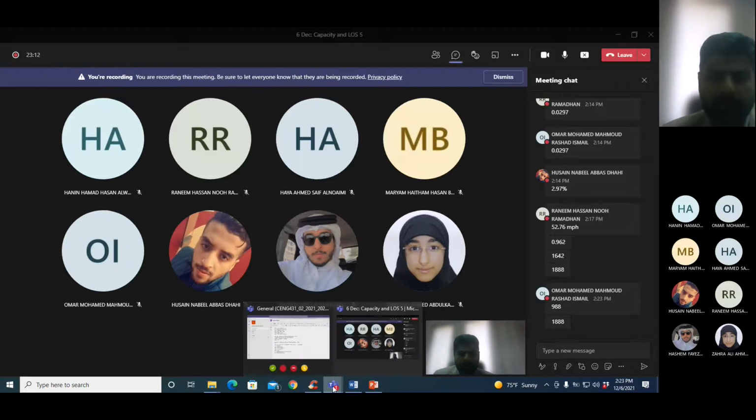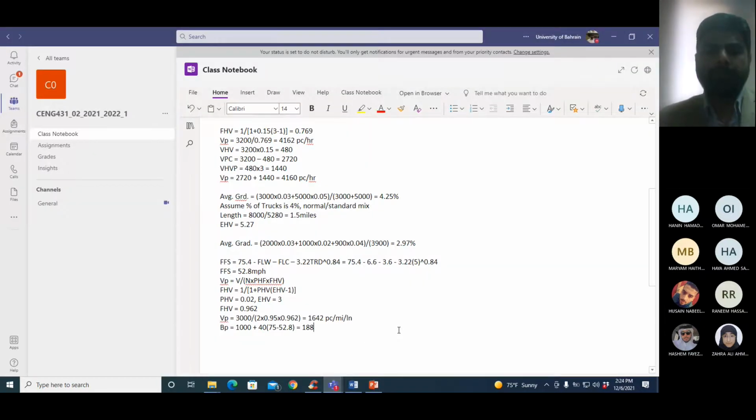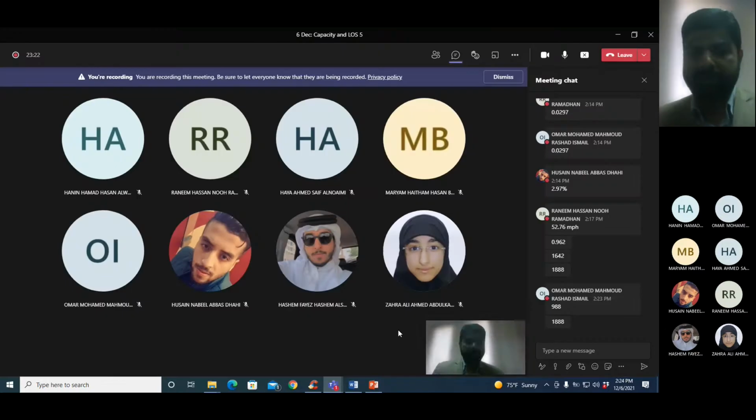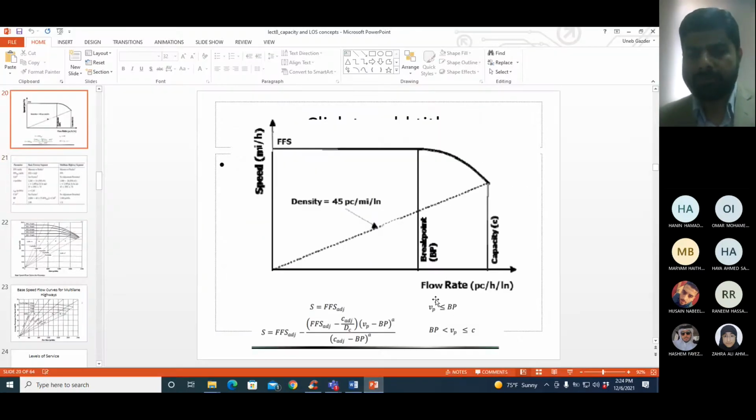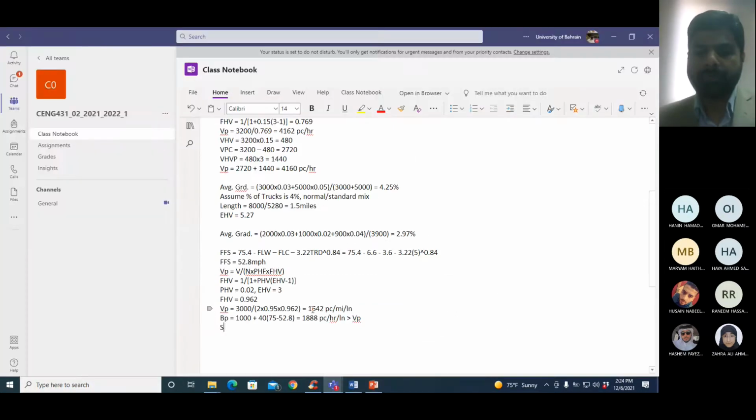$18.88. Okay, fine. Passenger cars per hour per lane. Now this value is more than VP. So when it is more than VP, I'm in the first condition. Whatever free flow speed you have calculated, you can keep it, you can assume that speed is equal to that value. So S is equal to free flow speed, 52.8 miles per hour.